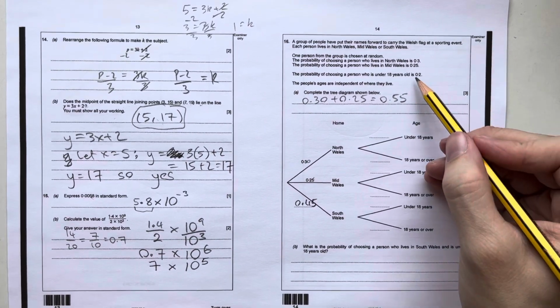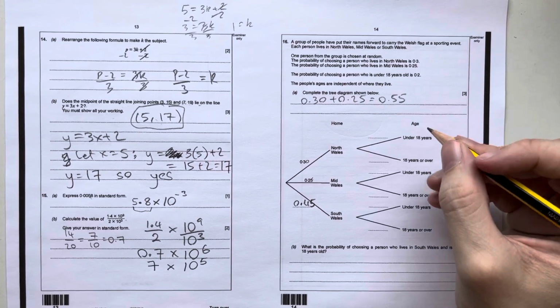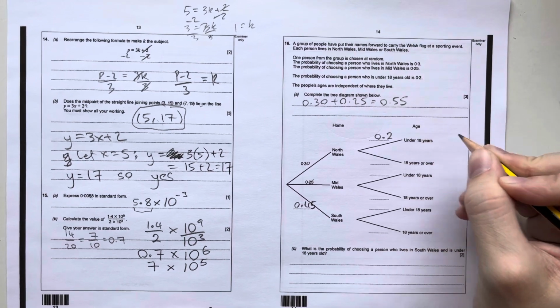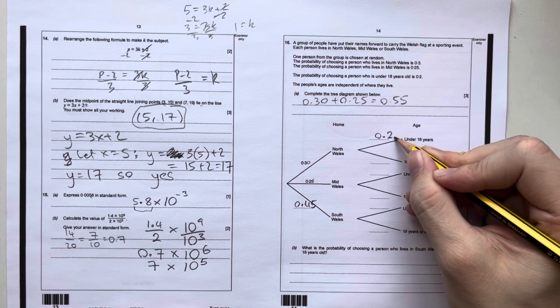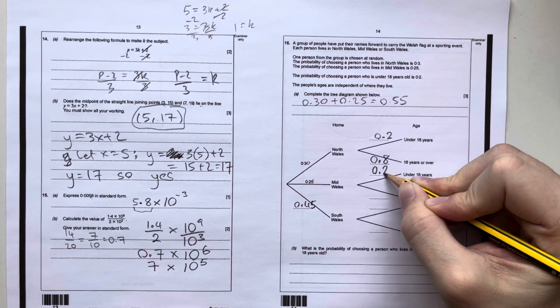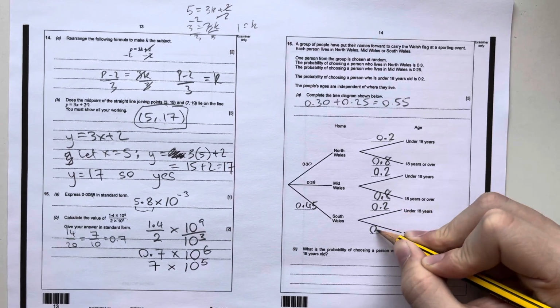And so we are told in the question, the probability of choosing someone who is under 18 is 0.2. So again, by the same axiom of probability, if we've chosen 0.2 for this, or 0.20 technically, this must be 0.8. And because they are independent, the same will repeat for all of these branches.